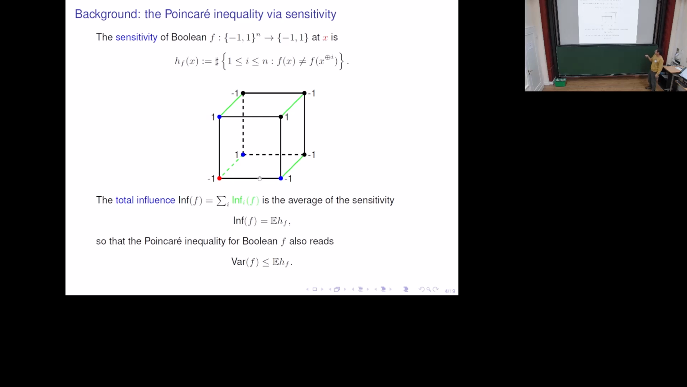So in other words, the previous Poincare inequality can be rewritten in the following way. The variance has an upper bound, which we know is equal to the total influence. Now we use this average of the sensitivity as the upper bound. So this is another way to write this Poincare inequality. And now I want to tighten this Poincare inequality in terms of the sensitivity. Any questions?